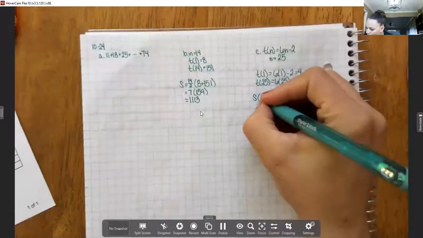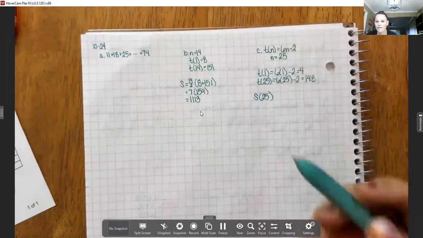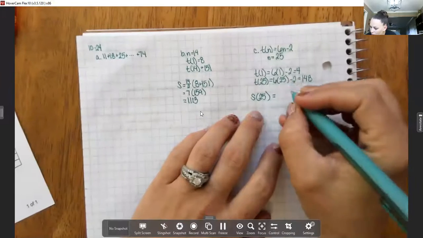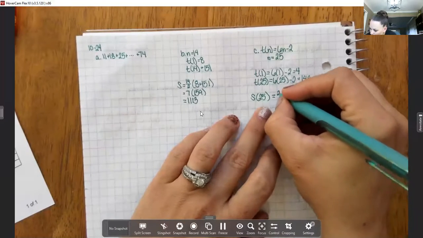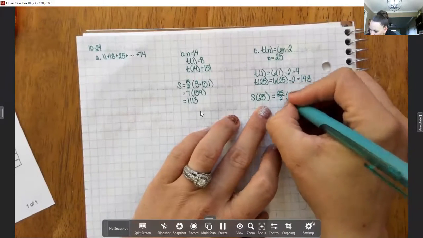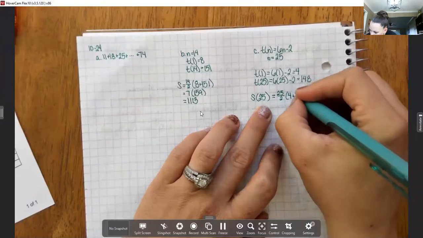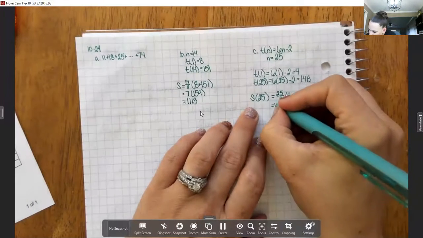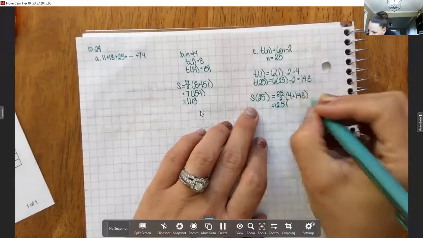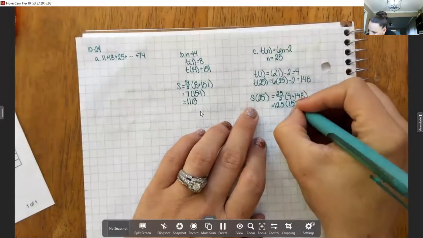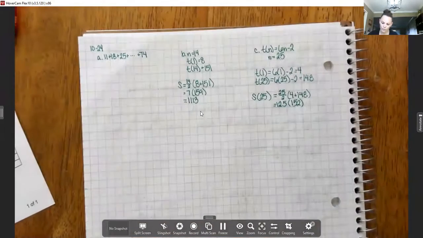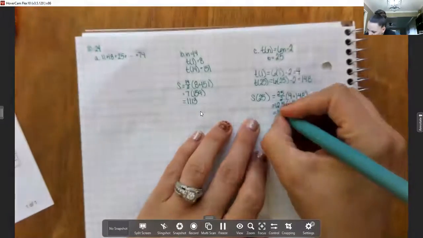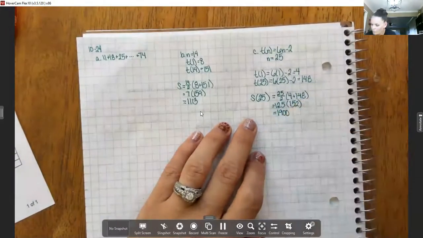So the sum, sometimes it's written like this, S of 25, meaning the sum of the first 25 terms, is going to be 25 divided by 2 times 4 plus 148. Half of 25 is 12.5 times 152. So our sum here is 1900.